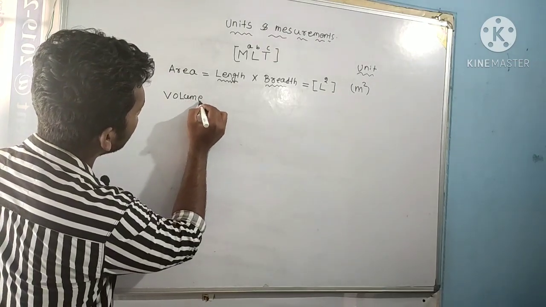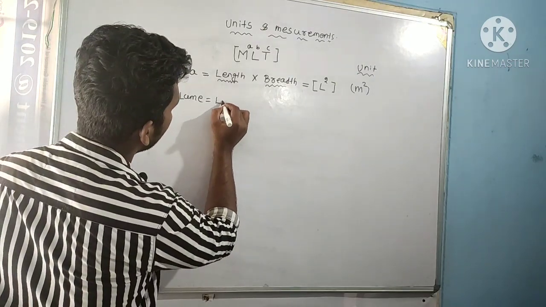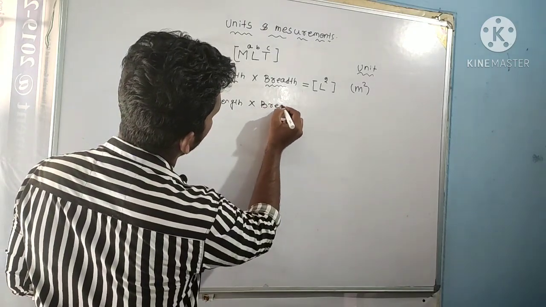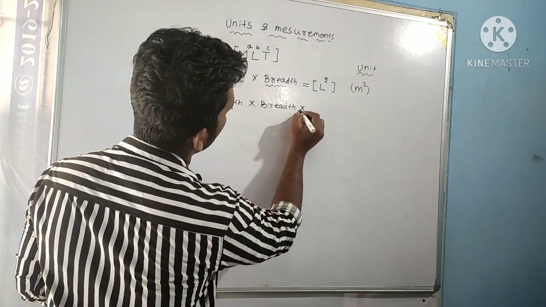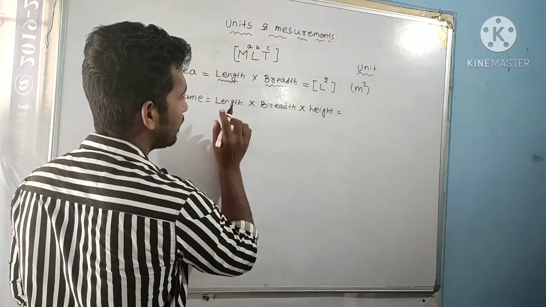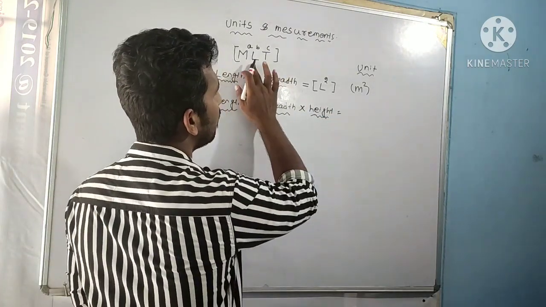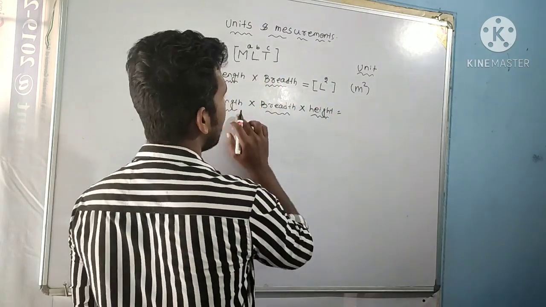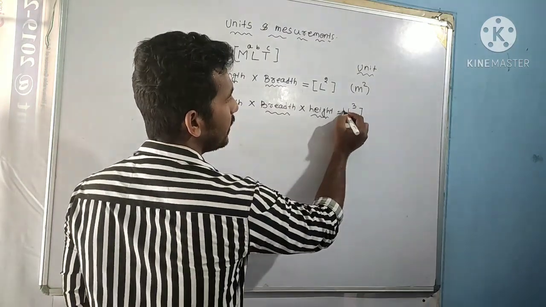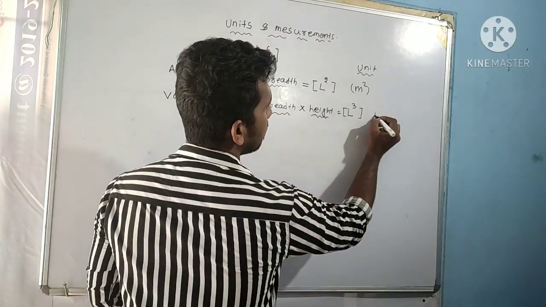Then volume. So volume कहले कोन? Volume is length into breadth into height. Length is a length, breadth is also a length, height is also a length. So symbol लेचे length को L रे. So this is L into L into L, this is L to the power 3 within a square bracket. ताले unit कोन हबो: meter into meter into meter. This is meter cube.